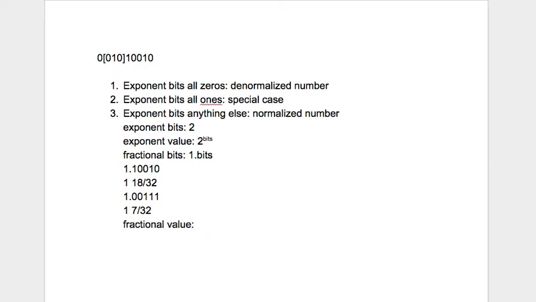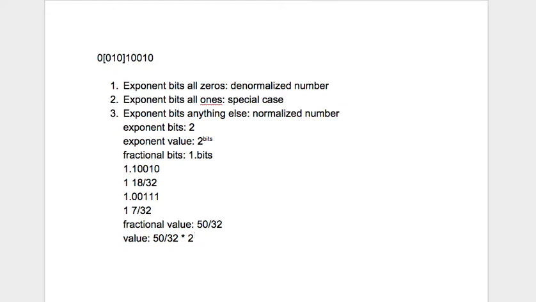In this instance, the example I'm working with is 1 and 18 over 32, or I'm going to write that as an improper fraction. So 32 plus 18 is 50 over 32. And we could simplify that, but I'm not going to for the moment. So to take those pieces, the exponent value and the fractional value, we now need to combine them by multiplying. So our overall value is 50 over 32 times 2 to the 2 squared in this case.